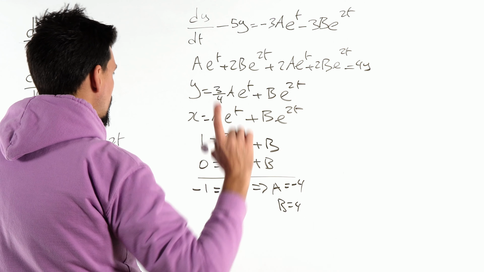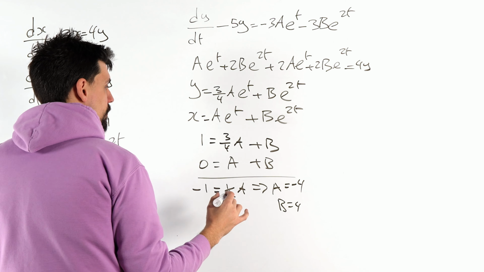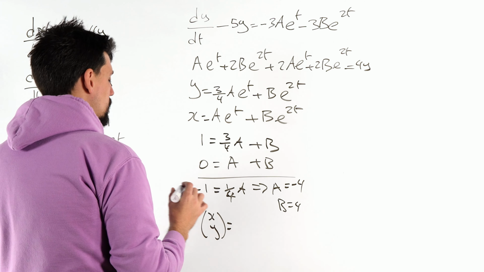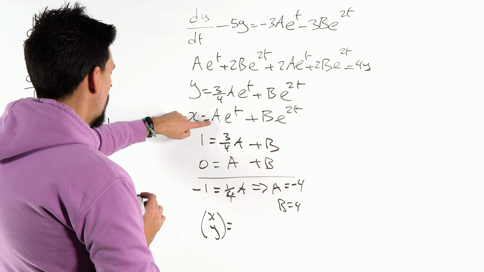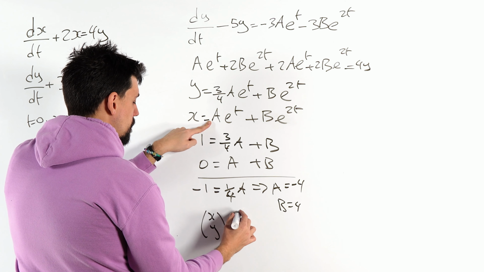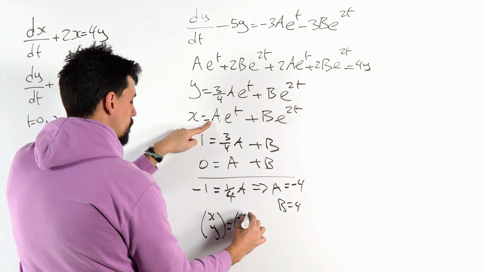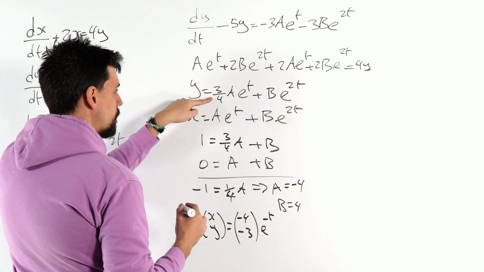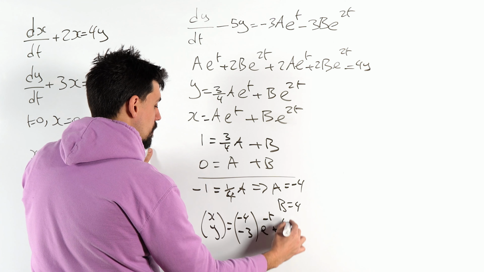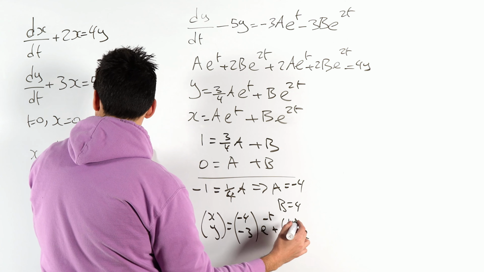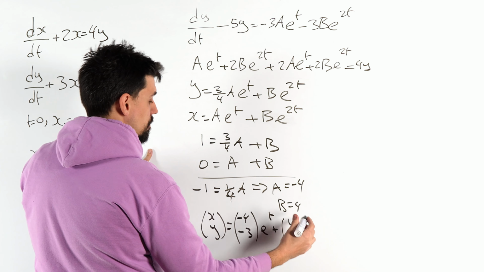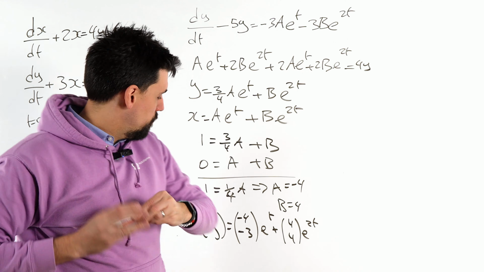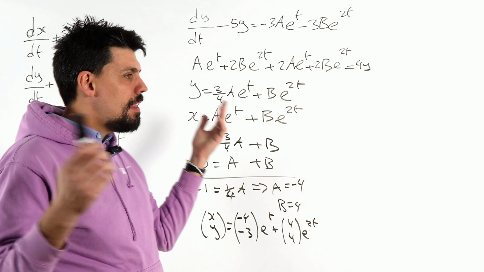So what we get is, and this is where we can get a little bit funky, (x, y) is a for x, which is minus 4, 3/4 of a, minus 3, e to the t, plus 4, e to the 2t. And that is my solution in vector form. I quite like it. And there you go.